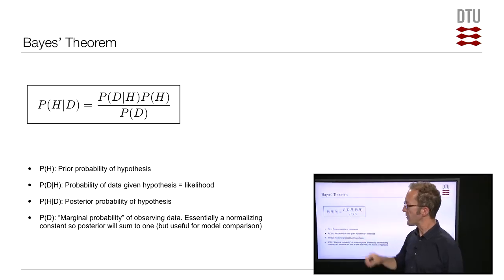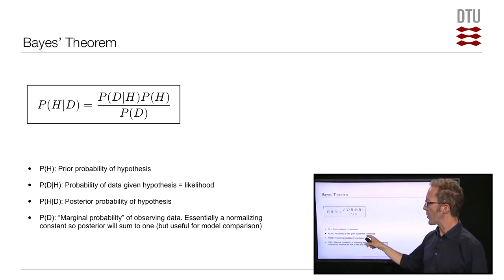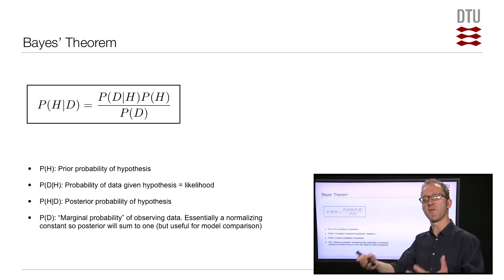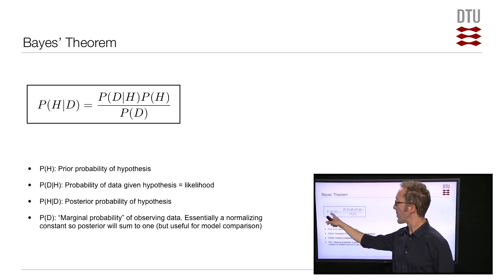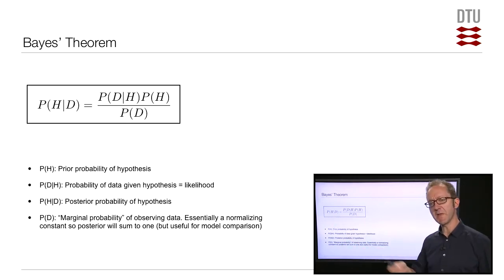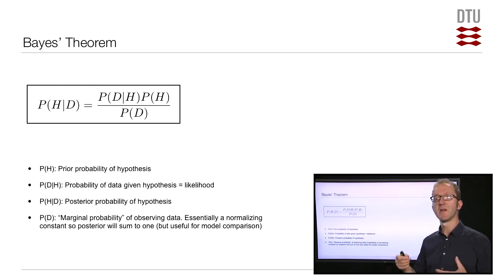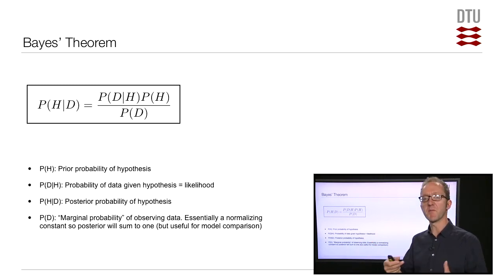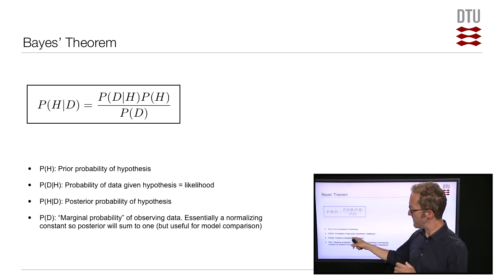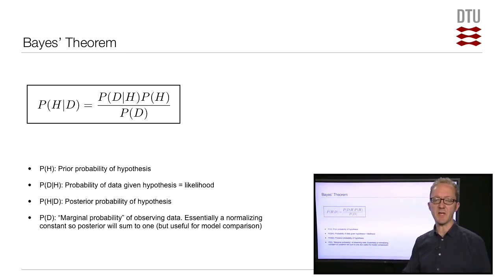The probability of the hypothesis here is what we call the prior probability of the hypothesis. That's how much we believe this hypothesis is true before we've collected the data that we are now in the process of analyzing. The probability of the hypothesis given the data is what we call the posterior probability of the hypothesis. It's the degree of belief we have in this hypothesis after we've seen some data that we've collected.